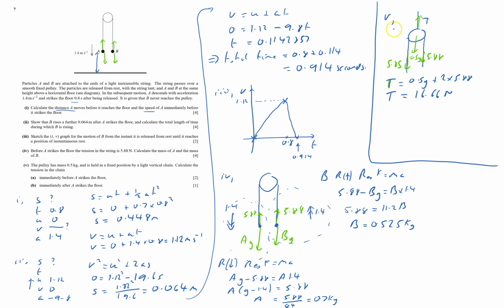That's A, and then for B, immediately after A strikes the floor, there'll be no tension in the string, obviously tension in a chain, so T will equal 0.5 G, so T will equal 4.9 newtons, and that will be the end of question 7 and the whole paper.